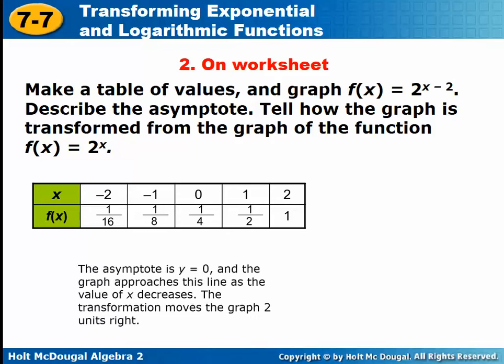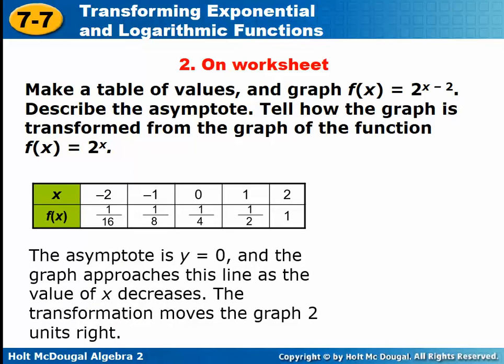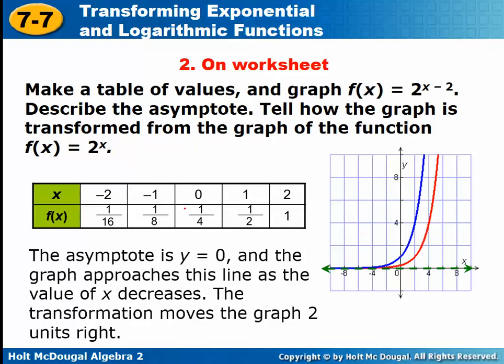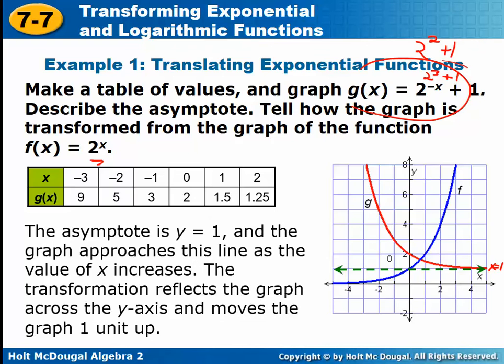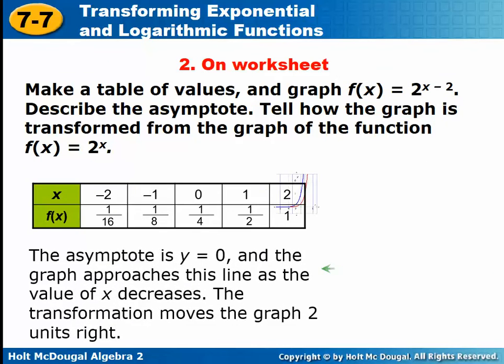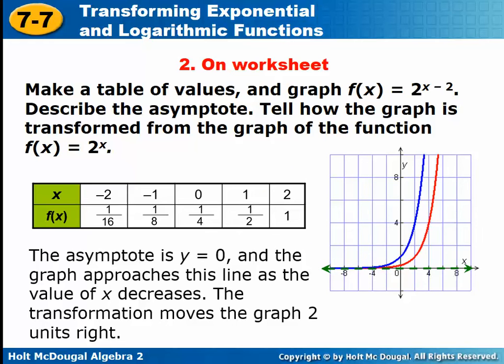So if we plug in values, you can see that the asymptote gets close to 0, but it never reaches it. And let's look at the graph. See there? So the asymptote is y equals 0. I think I said x equals 0 on the last page. It's to be y equals 0. Yeah, it was y equals 1 on this page. I might have said x there, but I didn't mean to. And the graph approaches this line as the value of x decreases. The transformation moves the graph 2 units right.